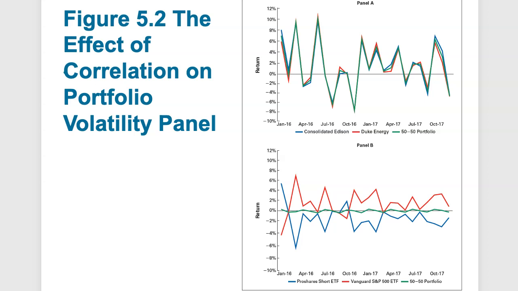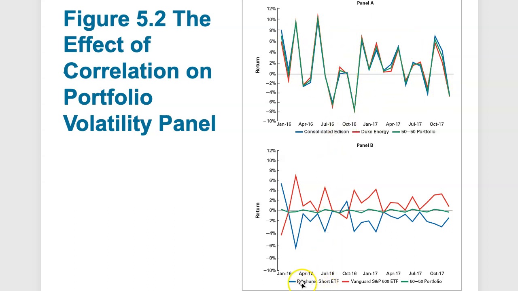So let's look at a couple of portfolios here. So here's Consolidated Edison, Duke Energy, and a 50-50 portfolio. These are both energy companies that I believe produce electric and sell electric. I'm not 100% sure on that, but I'm mostly sure. Now, you see how they're very, very similar as far as the red, blue, and yellow are moving together in a very similar pattern. So we would say these are pretty close to one correlation.